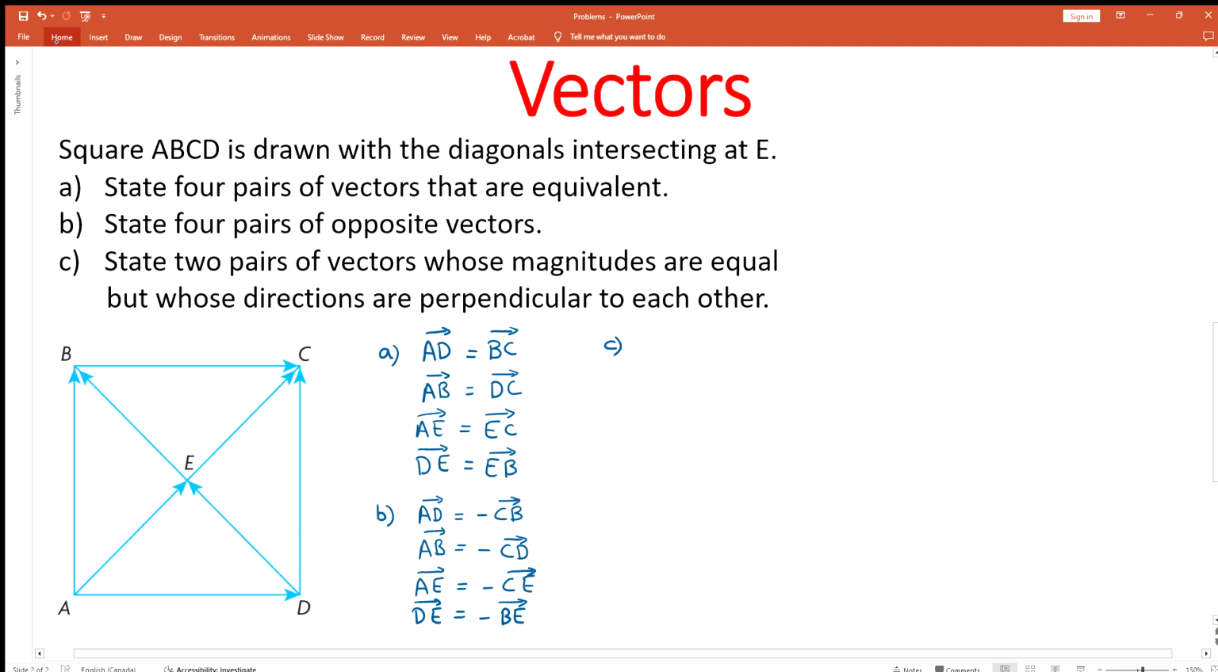Therefore, vector AB and vector AD have the same magnitude and are perpendicular to each other. Similarly, vector AD and vector DC have the same magnitude and are perpendicular to each other. So these are two pairs of vectors whose magnitudes are equal and are perpendicular to each other. So we are done with part C.